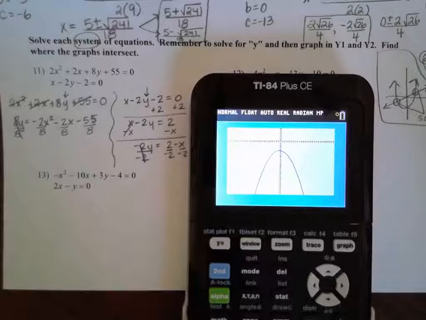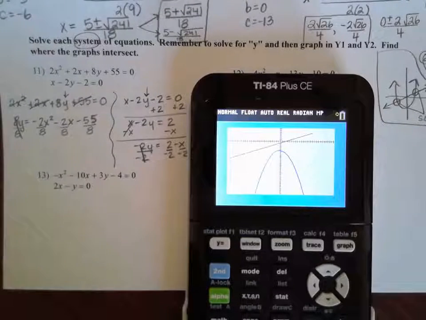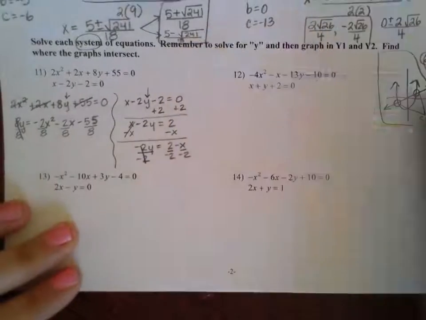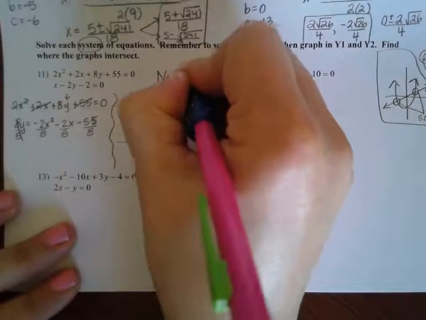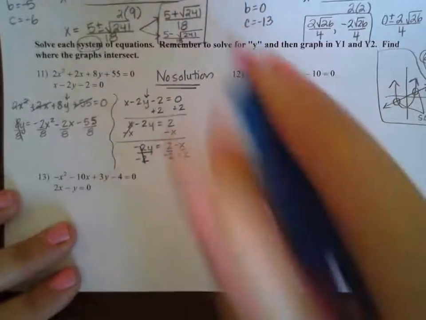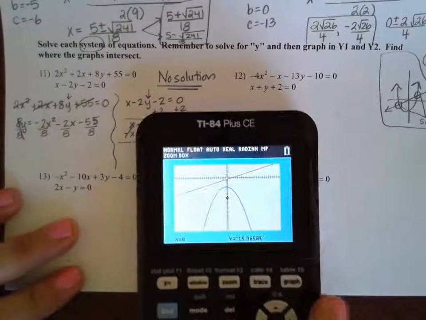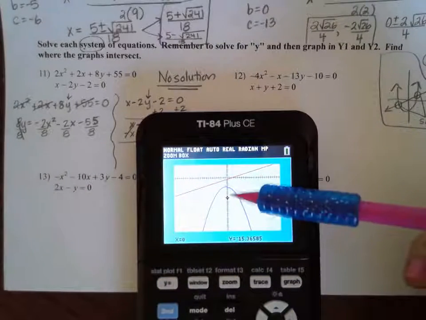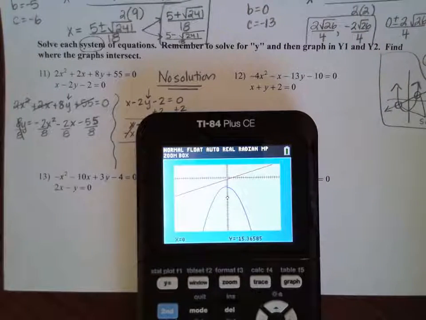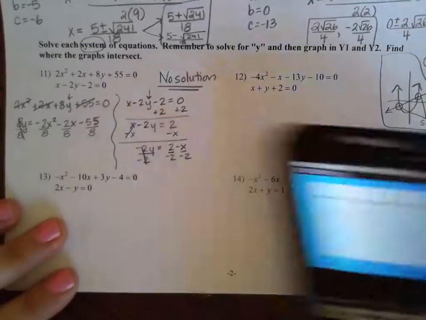And if you had your calculator in the standard window, you might already see this picture pretty clearly. Look what happens there. They don't actually touch, do they? Okay, well, when they don't touch, the answer is no solution. So that's possible. You might have something that's no solution. And the picture that goes with no solution is two graphs that don't touch each other at all. All right, let's go on to number 12.